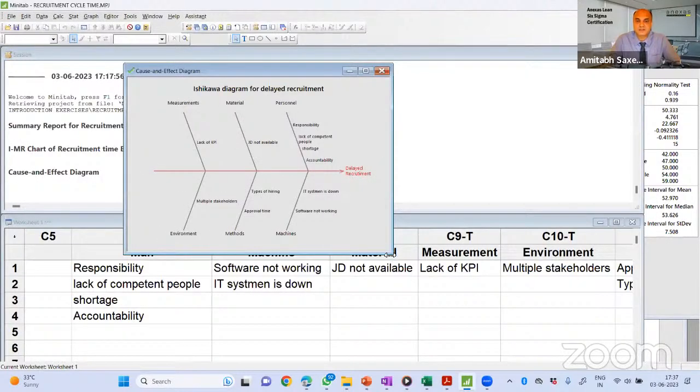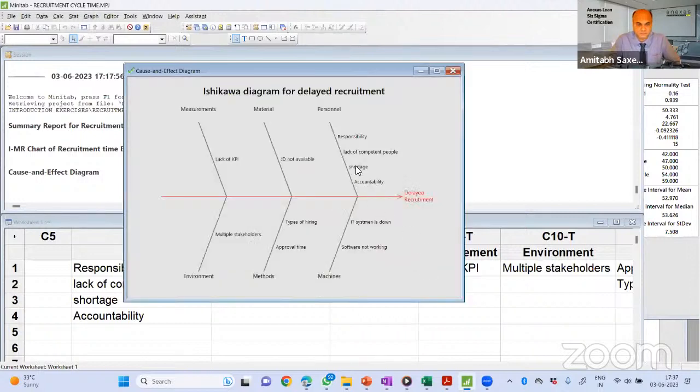And I make this cause and effect. These are the possible causes, and these are the X factors which are possible causes. Now we are talking about possible causes. Now I have to zero in on some of the causes, because some of the causes will be impacting more as compared to others. So you use Pareto.